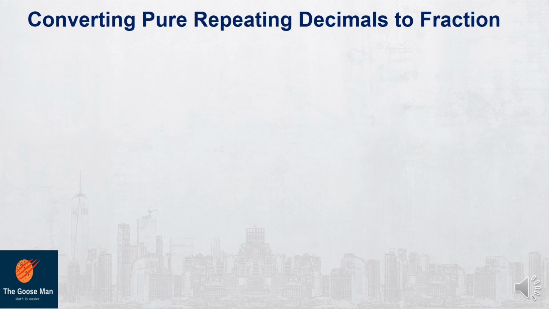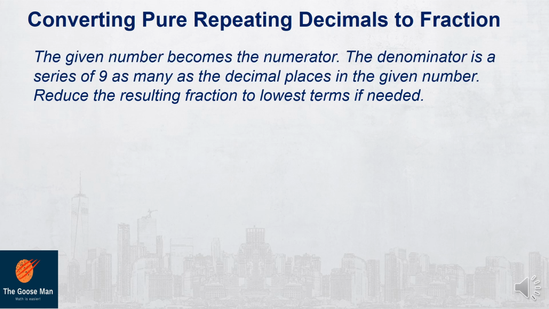Let's move on to converting pure repeating decimals to fractions. So the given number becomes the numerator. The denominator is a series of nines as many as the decimal places in the given number. Reduce the resulting fraction to lowest terms if needed.